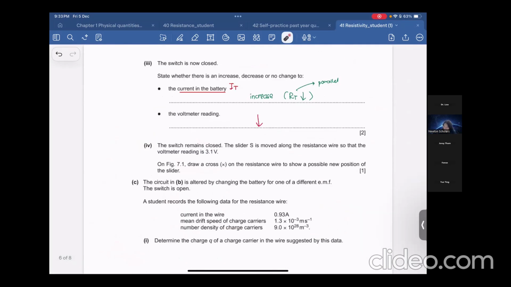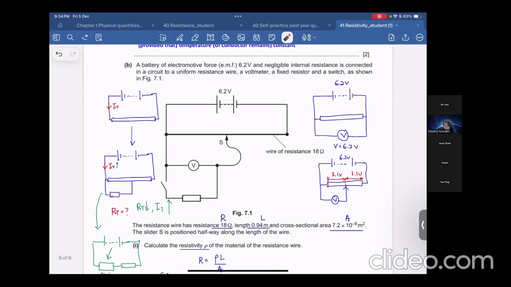So it will get less than 3.1. Okay, now the question says to move the slider S so that the voltmeter can go back to 3.1. Where should you move? Possible new position. Please draw a cross. Where should you put your slider S so that you can maintain back the 3.1? Should I move to the left or move to the right? Think and then tell me.